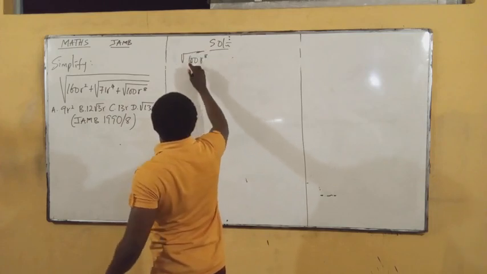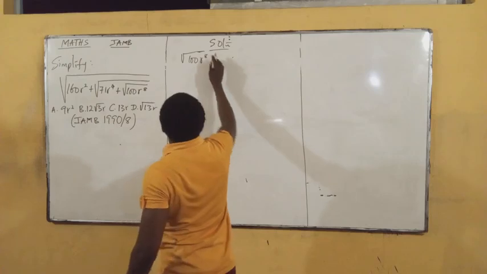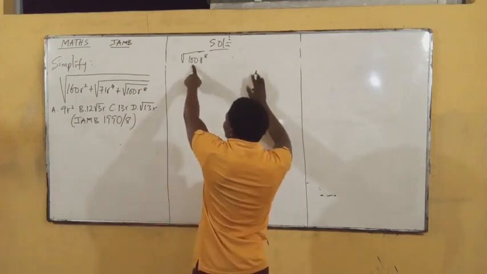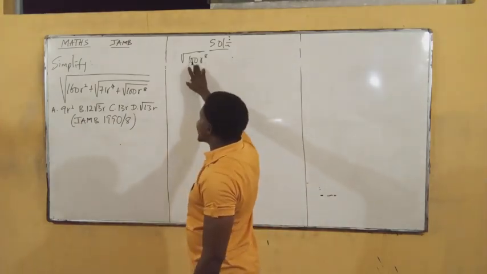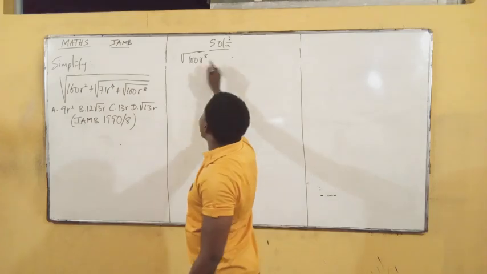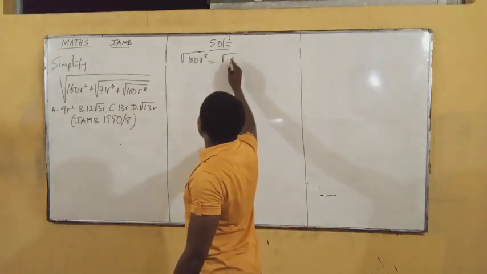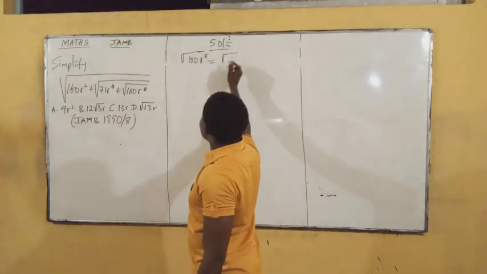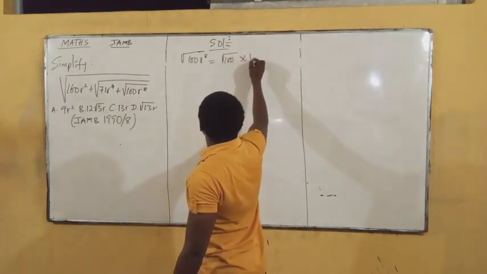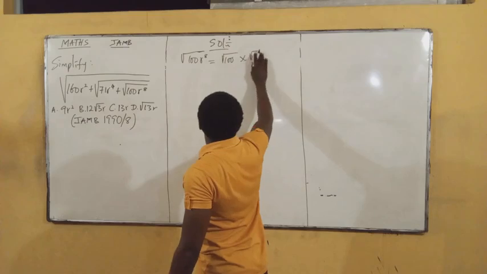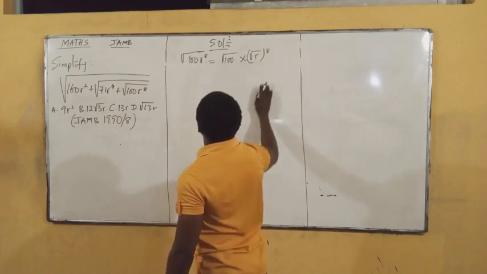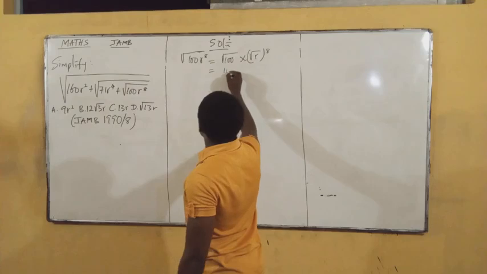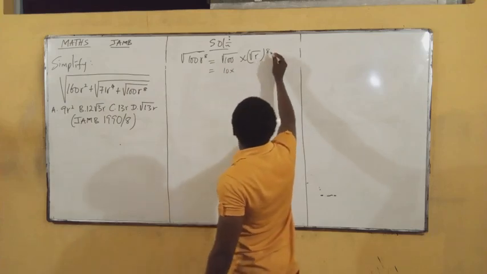Now, according to the rules of surds, if I have two values multiplying in a single square root sign, 100 times r to the power of 8, I can separate them. That is the square root of 100 times the square root of r raised to the power of 8. The square root of 100 is 10, times the square root of r to the power of 8.